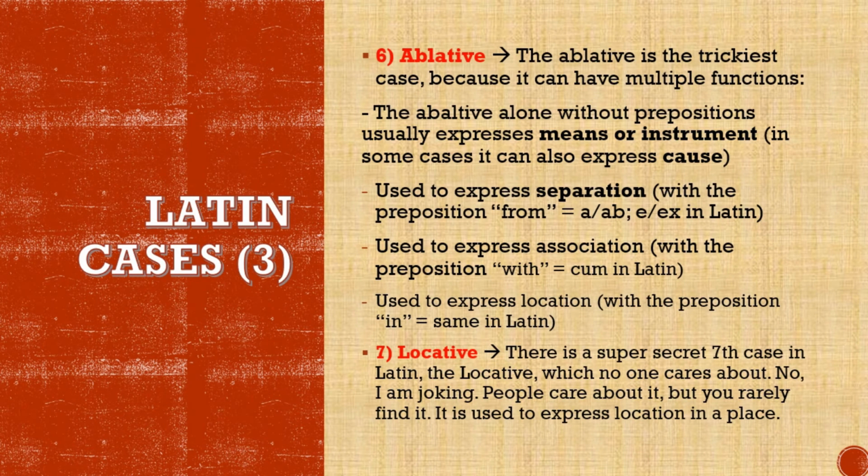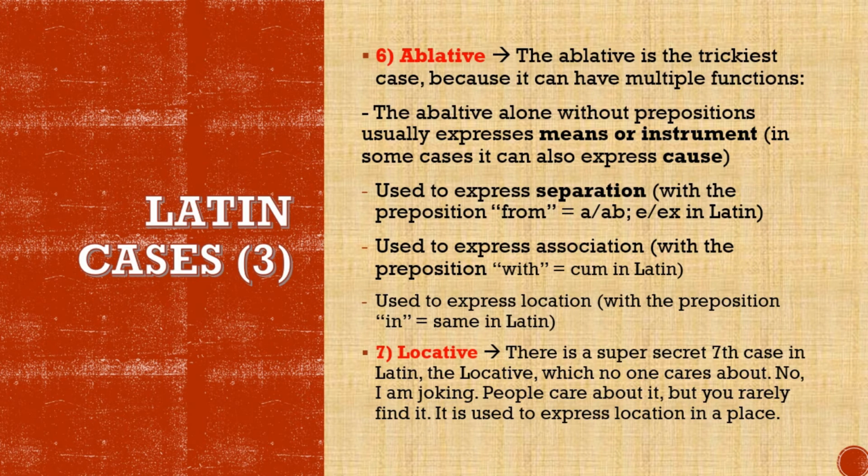Then we have the case that, to my view, is the trickiest of Latin, because there is not really a unique way to translate it, but you can translate it in a variety of ways depending on the context. It also depends because the ablative can be without a preposition or with a preposition. So the ablative alone, without a preposition, usually expresses means or instrument. So if I say, "I'm fighting the enemy with a sword," "with a sword" would be expressed in ablative, without a preposition. So I'm using the sword as an instrument, in other words.